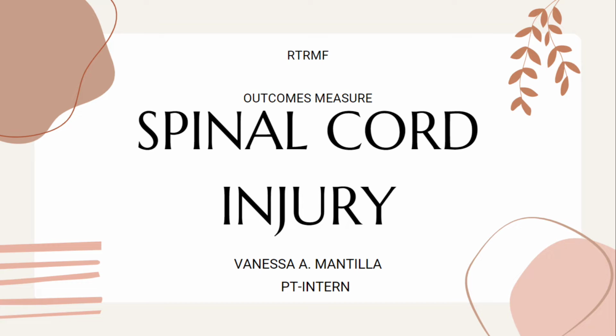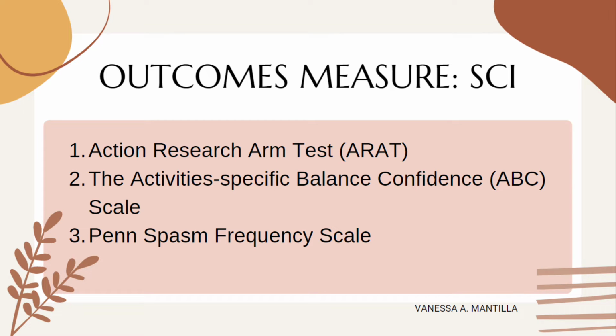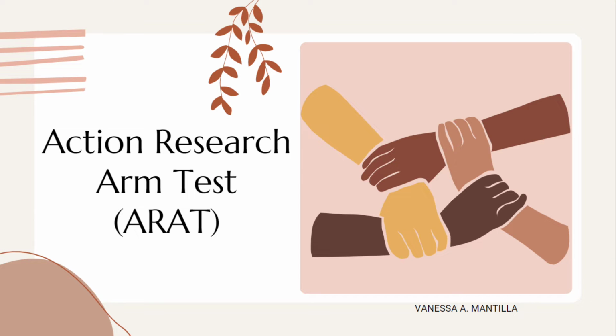For today's video, we're going to be talking about the 3 outcome measures used for individuals with spinal cord injury. These outcome measures include the Action Research Arm Test, the Activity-Specific Balance Confidence Scale, and the Penn Spasm Frequency Scale. First on the list is the Action Research Arm Test.